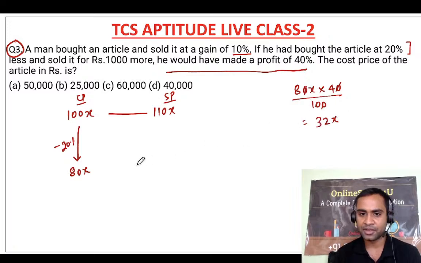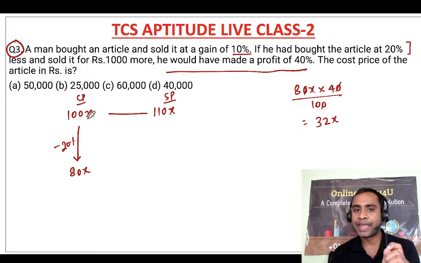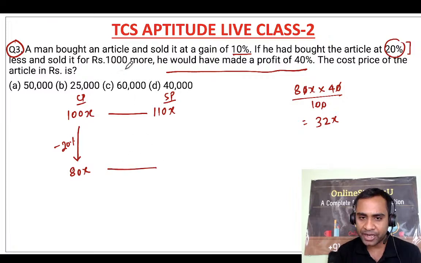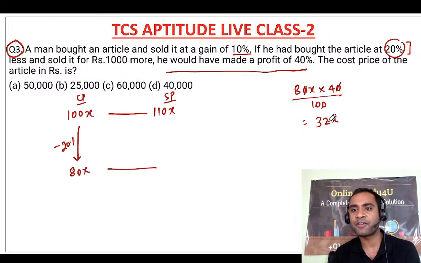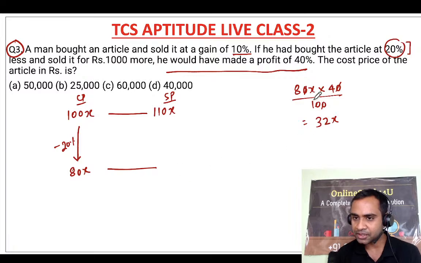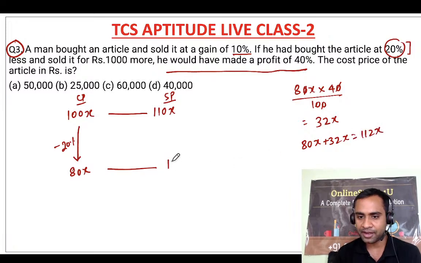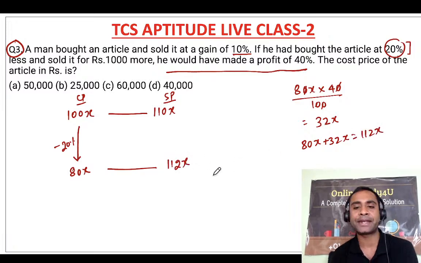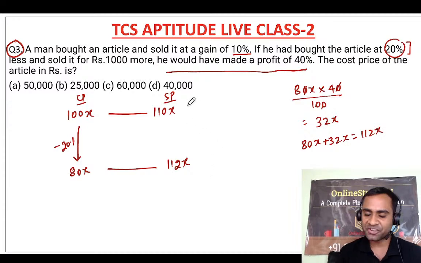Okay, 32x. That means if he would have bought at 20% less and sold it for 1000 more, he would have made a profit of 40%. So 80x plus 32x, that means 112x. So what will be the selling price? 112x.